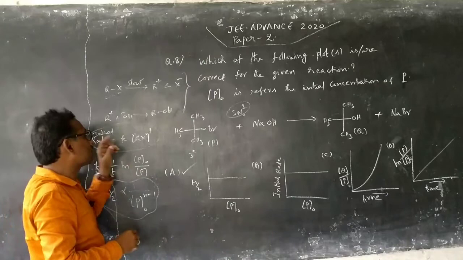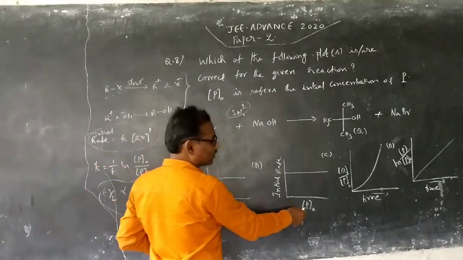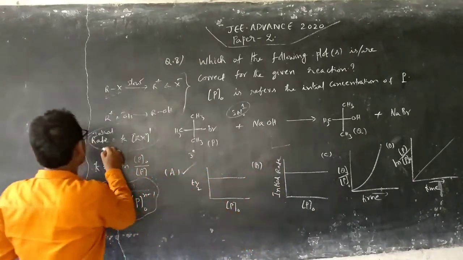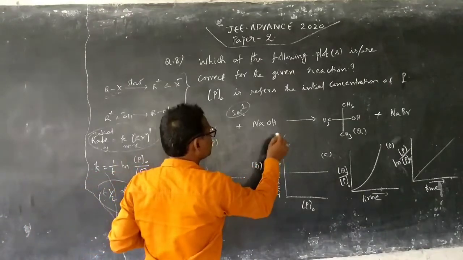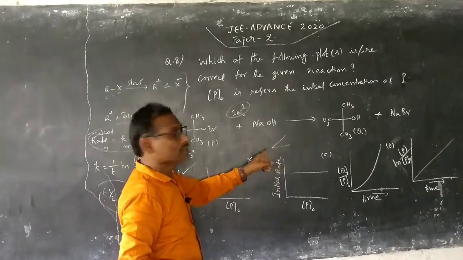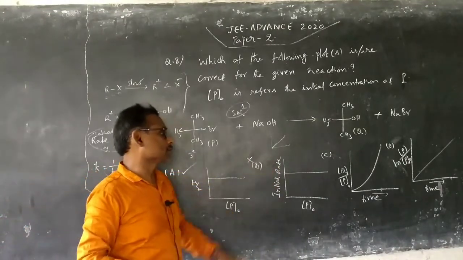If we increase the concentration of this reactant, the rate is also increasing. That means this is not the graph. The graph is supposed to be like this. If we take the y-axis, it is mx. This is the correct graph, and this one is wrong, because y is equal to mx. If you apply it here, based on this equation, this is correct and this is wrong.